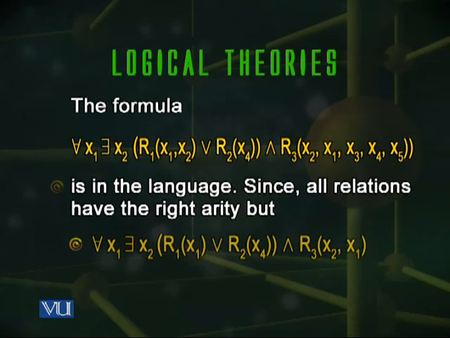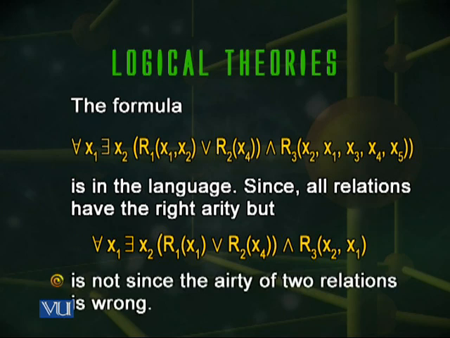On the other hand, the next formula written on the screen, for all x1 there exists x2, R1 of x1, or R2 of x4, and R3 of x2, x1, is not in the language because the arity of two of the relations is wrong. So once we have a model and each relation symbol has been assigned a real relation, we are only interested in formulas which have the correct arity. Each Ri has the correct arity in all its occurrences. That defines the language of the model.